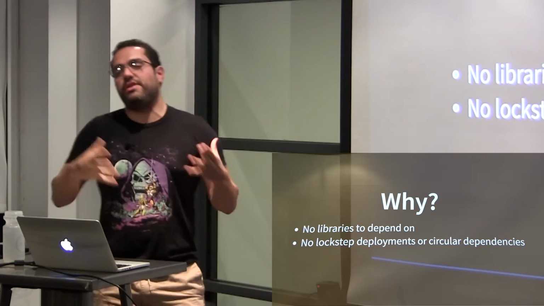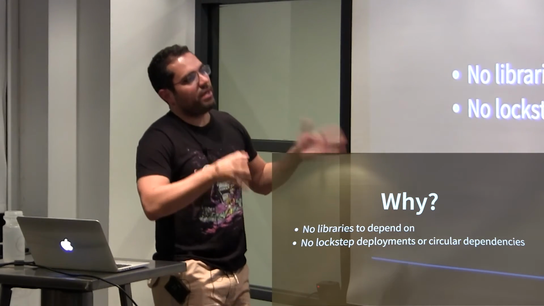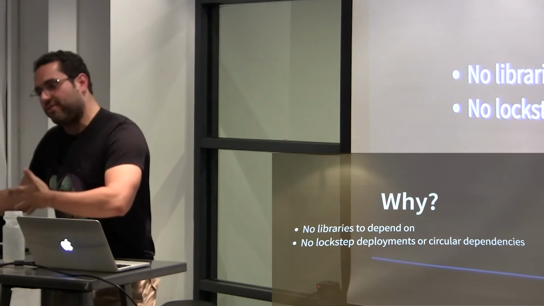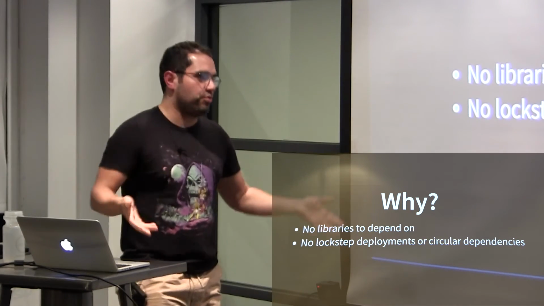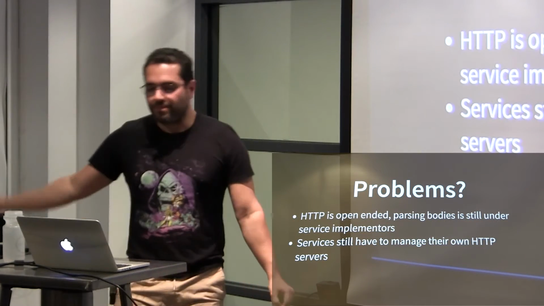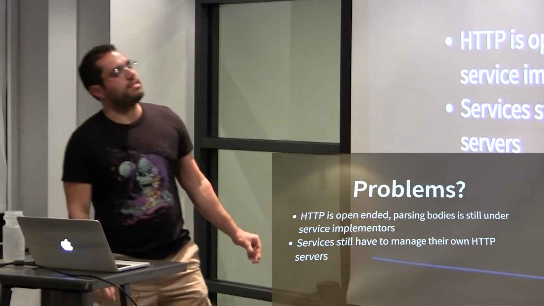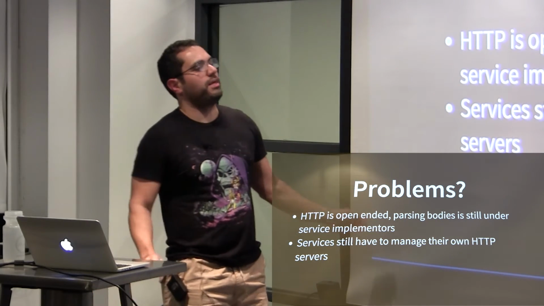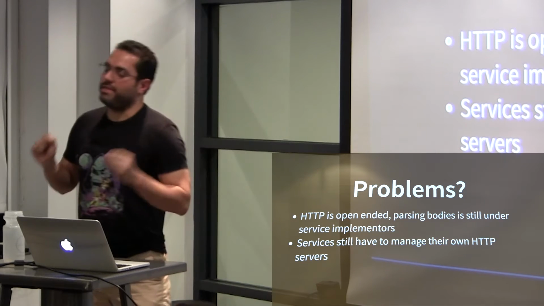Because the gateway needs to sit on separate machines due to security issues. The gateway doesn't have access to all the stuff that's running on the back end. So even if you get into one of the gateway machines, you would not have access to all the pieces of our infrastructure. So the problem is that HTTP is still open-ended and parsing bodies is still up to service implementers.